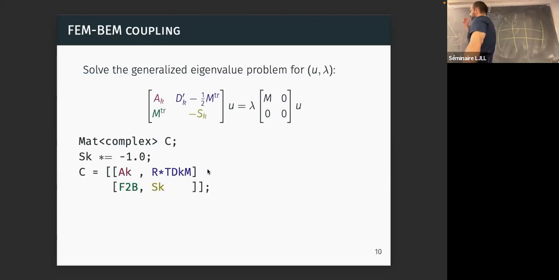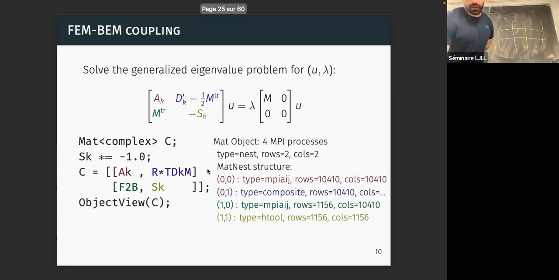This works for other types of matrices. For example, this is if you want to do FEM-BEM coupling. This is even more technical in the sense that here we have a coupling of finite element matrices and H2 matrices here and there. And if you look at the mat nest, you get a view like this.